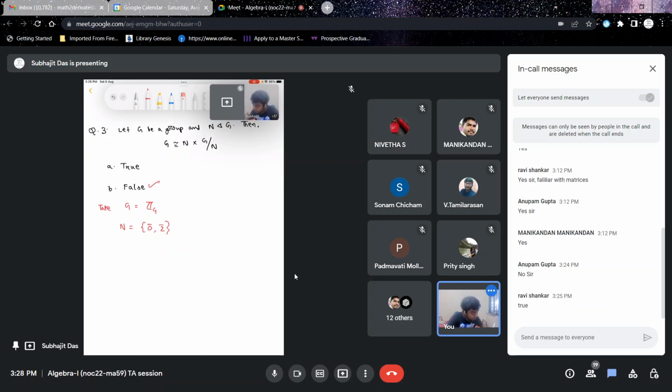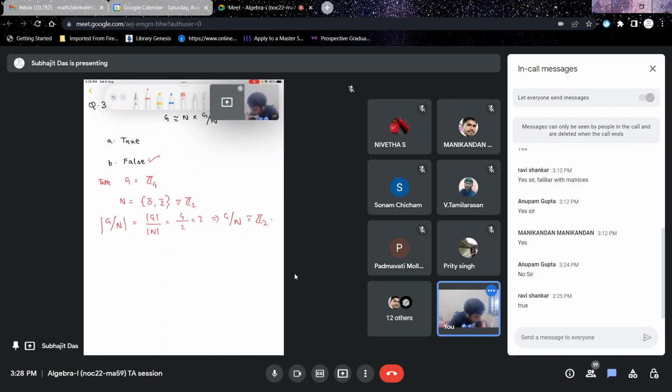So what is G mod N? G mod N has order of G over order of N, which is 4 over 2, which is 2, which implies that G mod N is a group of order 2, and the only group of order 2 is Z2. So G mod N is isomorphic to Z2, and also N is isomorphic to Z2. So N cross G mod N is isomorphic to Z2 cross Z2.